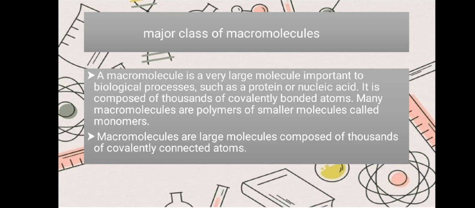Major class of macromolecule. A macromolecule is a very large molecule important to biological processes such as a protein or nucleic acid. It is composed of 1,000 covalently bonded atoms. Many macromolecules are polymers of smaller molecules called monomers. Macromolecules are large molecules composed of thousands of covalently connected atoms.